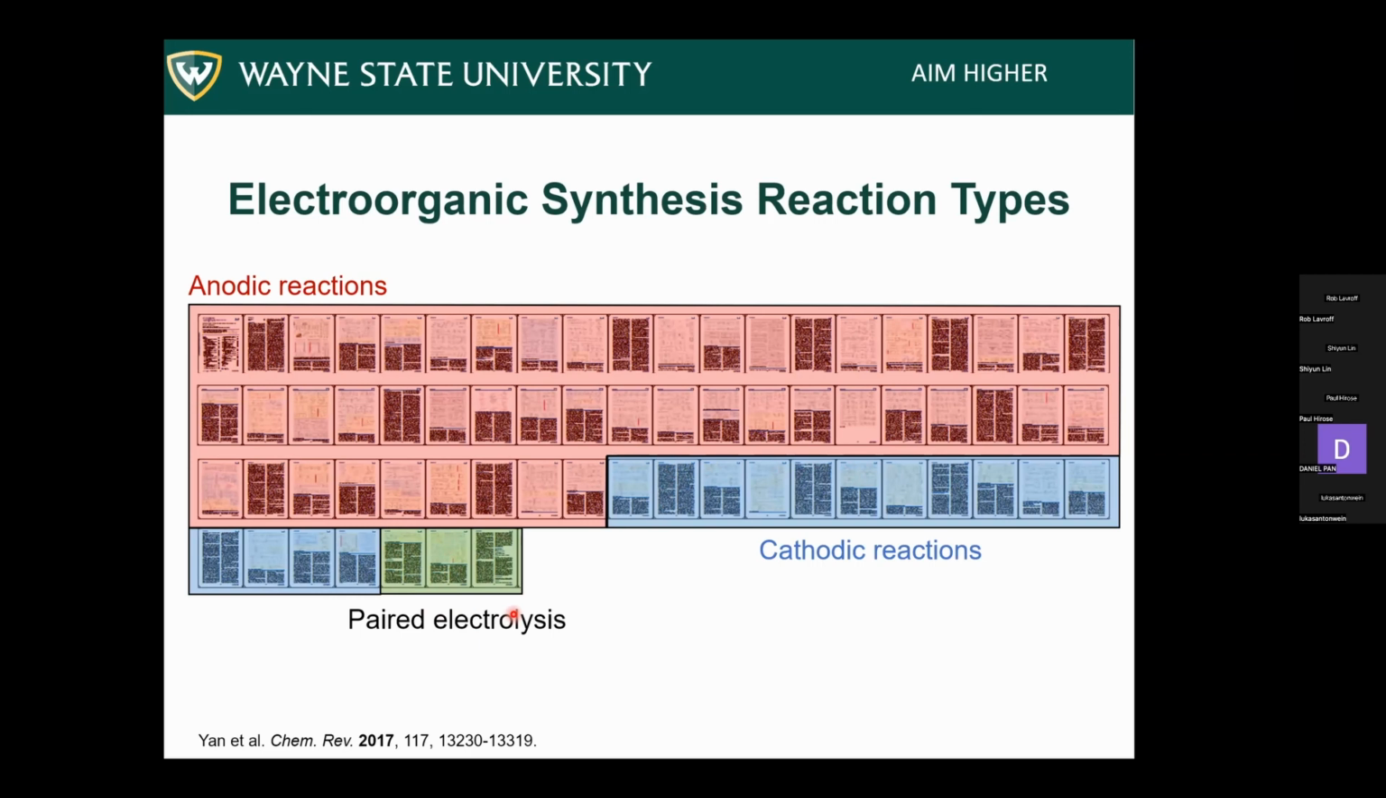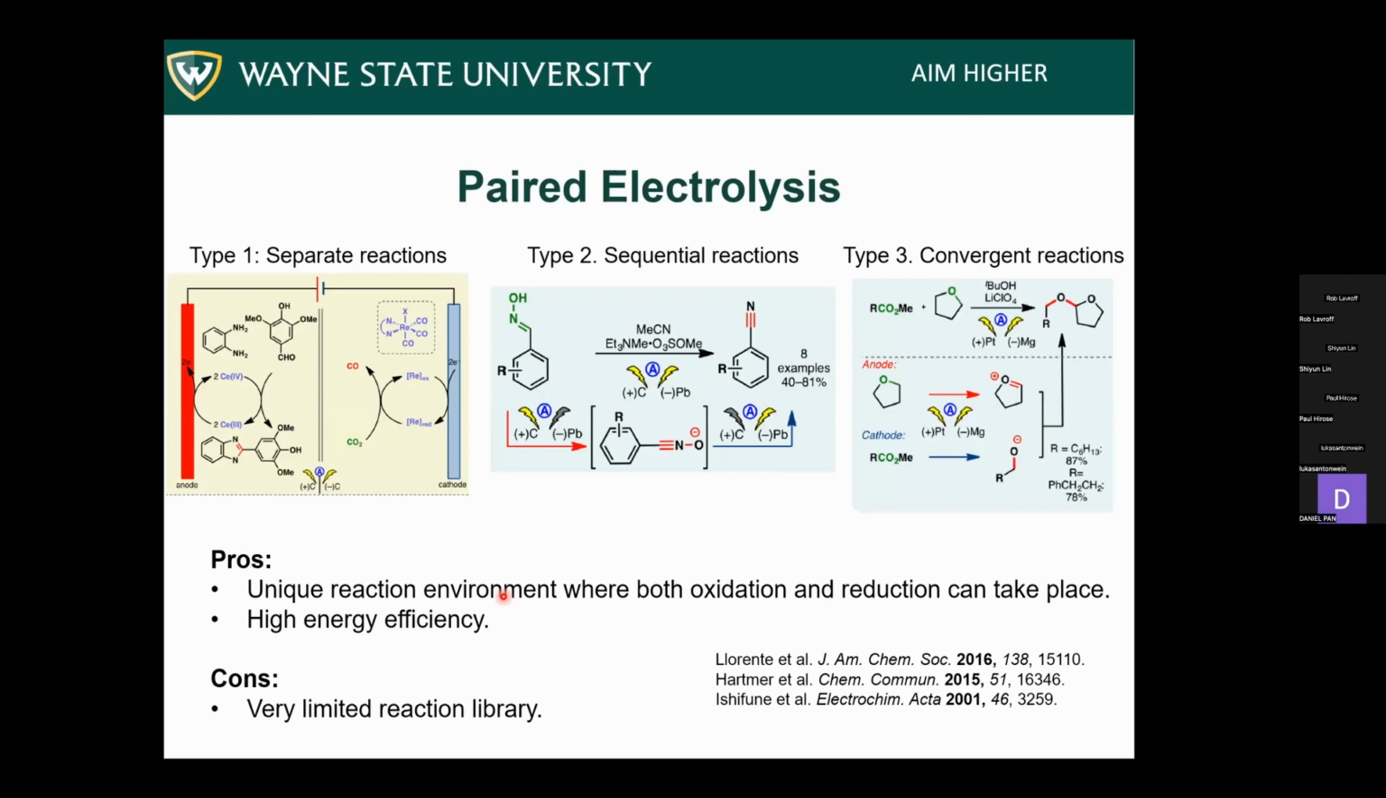As an assistant professor, I did not really want to jump into a too crowded area, so I started thinking about what I could do with paired electrolysis. For paired electrolysis, as I said, you're going to use both electrodes. There are 3 types of paired electrolysis. The first type is called separate reaction. You have a membrane, and you have 2 electrodes that are separated, and they do separate things. They don't talk to each other. Then you can combine whatever 2 reactions you're interested in, putting them in a separate reaction cell and doing the conversion. The second type is called sequential reaction.